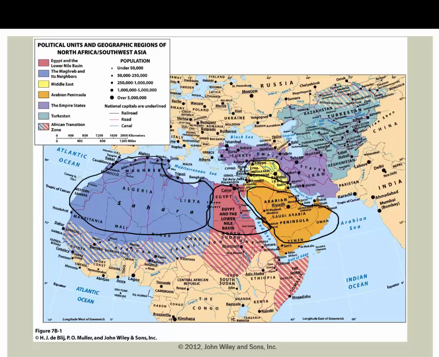Then we have the Empire States in purple over here, coloring that in with my pen as well. And then finally, we have Turkestan in this kind of teal color that I'm also delineating with my pen.